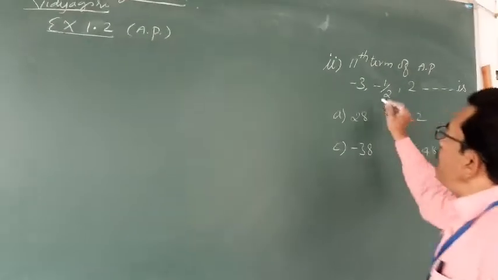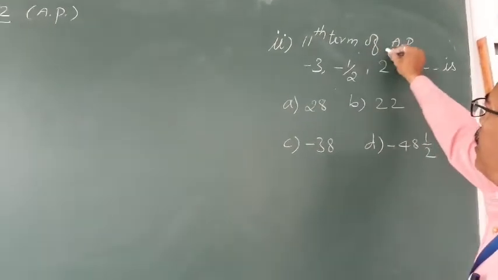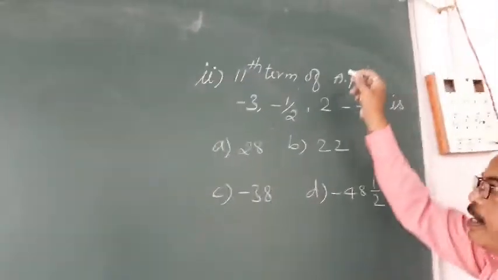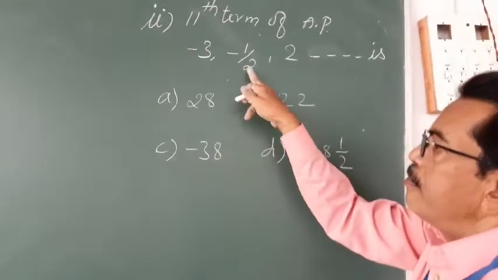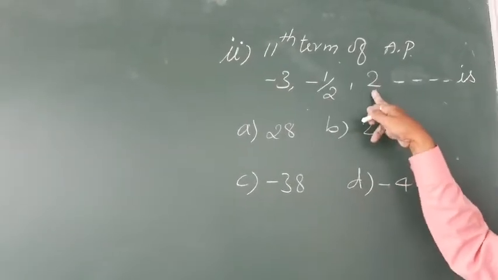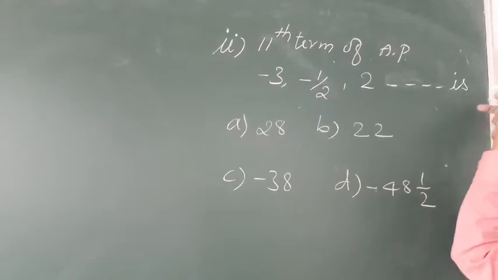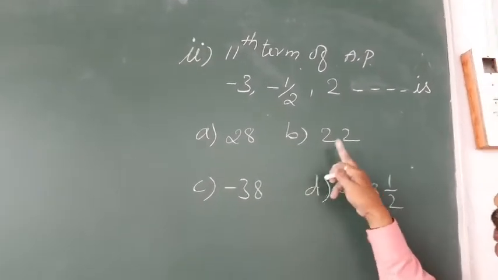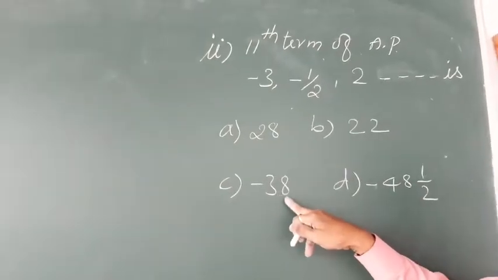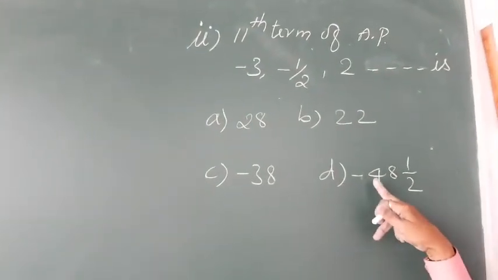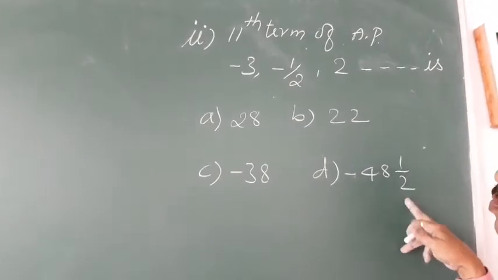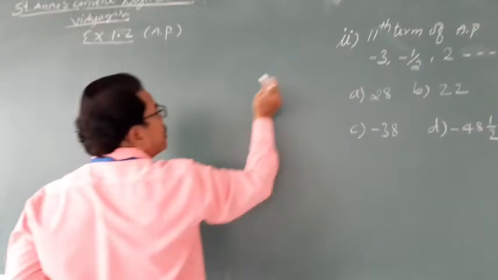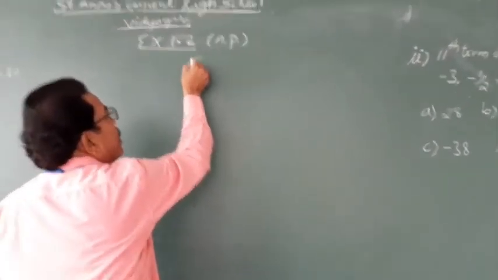Okay, see the second question. The 11th term of the AP minus 3, minus 1 by 2, 2, and so on. The options are A 28, B 22, C minus 38, D minus 48 and 1 by 2. Okay, let us write down the given question, that is given AP.